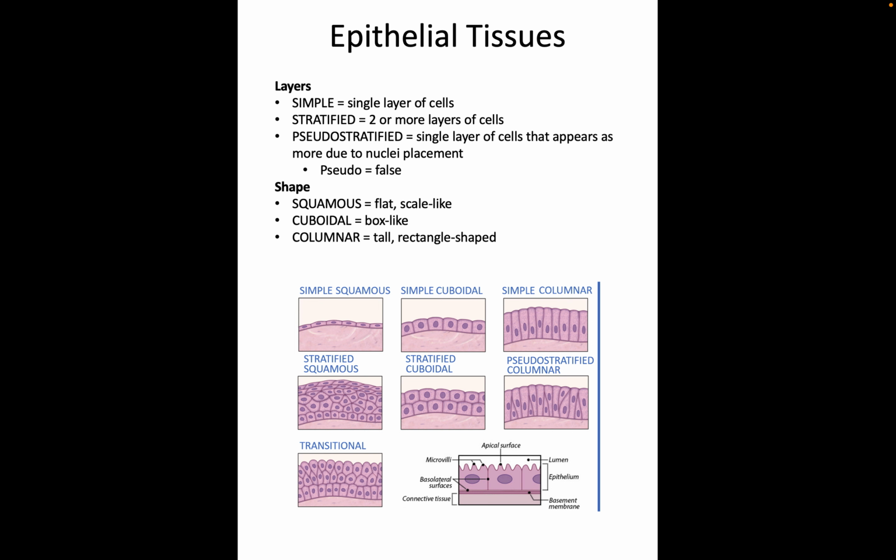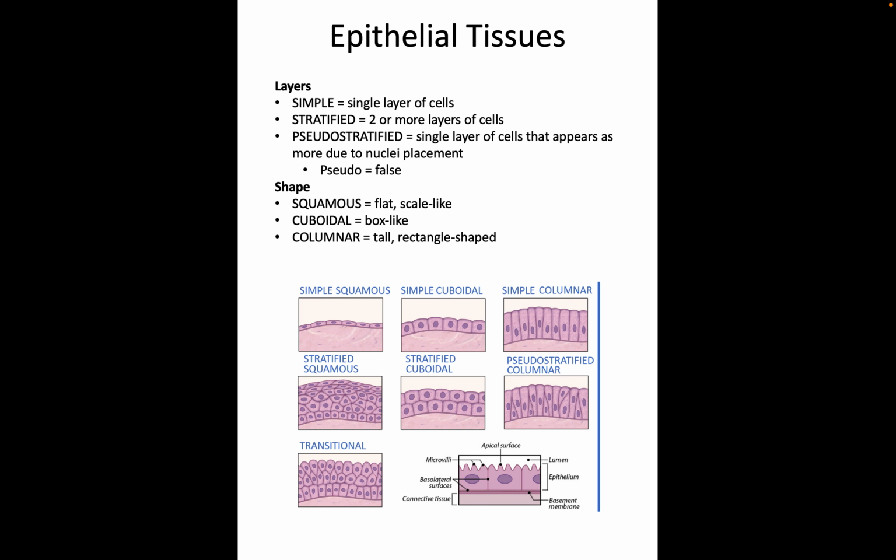Okay. You can also classify the tissue based on the shape of the cells. This is very straightforward as well. The cells are either flat and thin, so you call them squamous. They're cube-shaped or box-shaped, so you call them cuboidal.